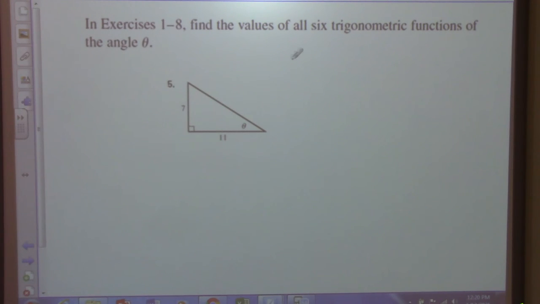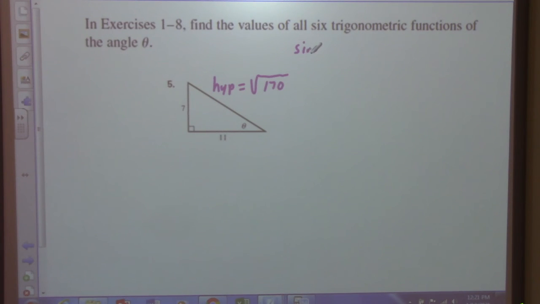All right. So the hypotenuse would be square root of 170. Okay, let's just mentally do that pretty quickly. So 11 squared is 121, right? And 7 squared is 49. 49 plus 121 is 170. So that looks good to me. All right, Becky, go ahead.